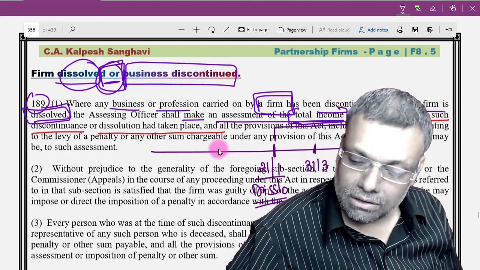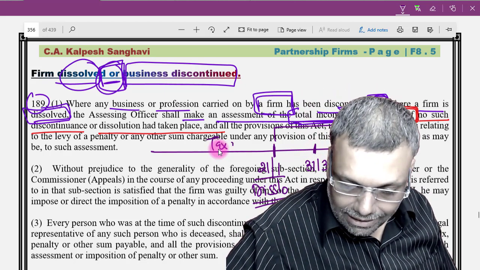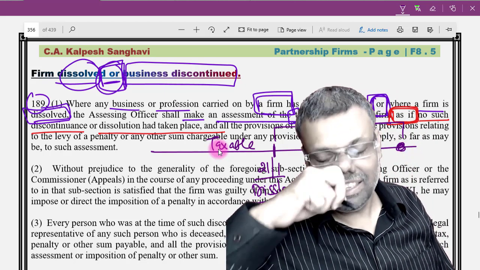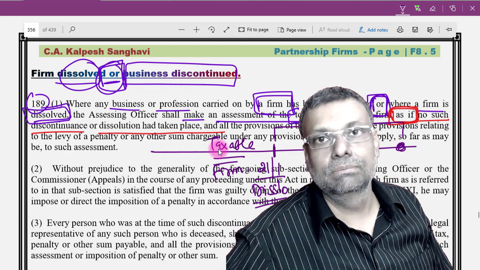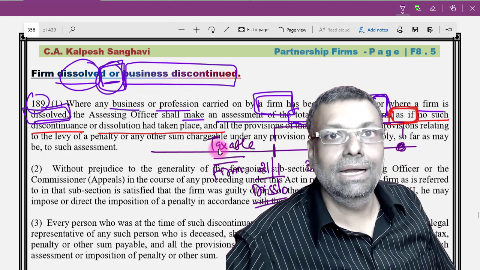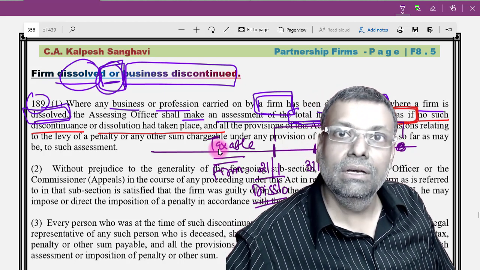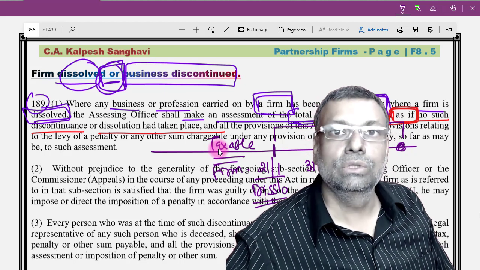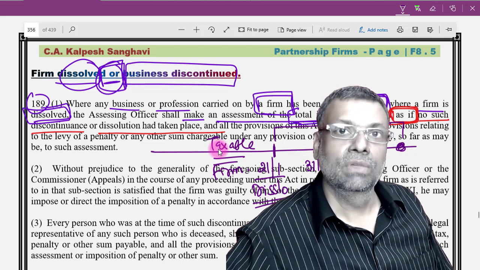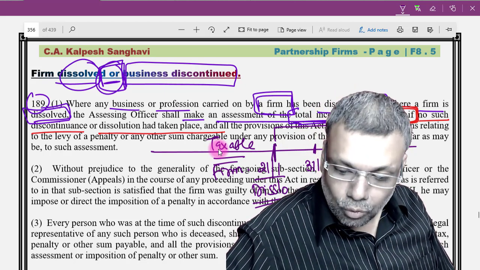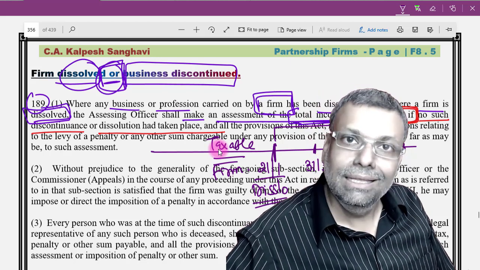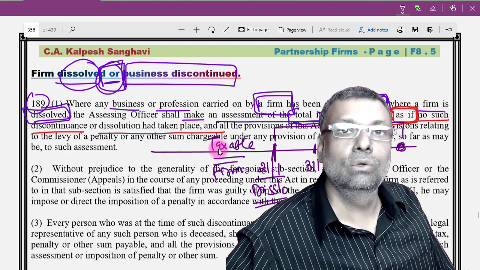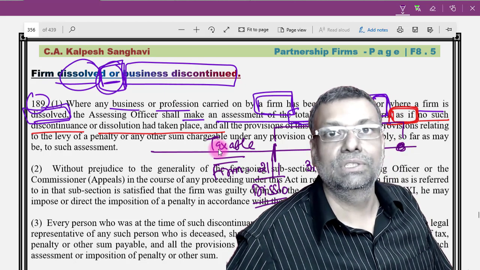Okay, so in this particular situation, whatever was correctly taxable in the hands of the firm will remain taxable in the hands of the firm, and the computation will be done as if there was no such dissolution or no such discontinuation. So what is taxable up to 21st of January in the hands of the firm will be taxable in the hands of the firm, as good as there is no dissolution when it comes to the course of the assessment.